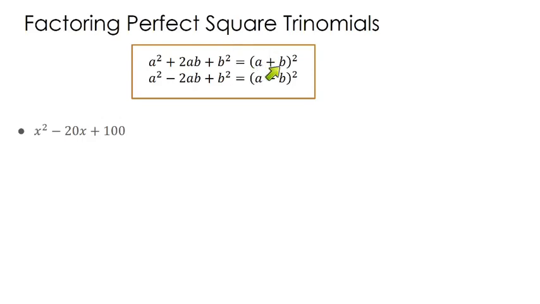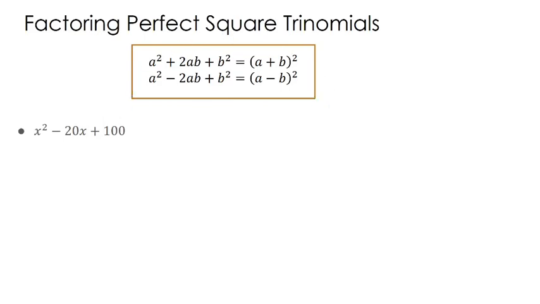If I multiply a plus b times itself, a plus b times a plus b, we would get this product. If I did a minus b times a minus b and multiplied it out, we would get this product. So I'm going to refer to these as our recipes. That's what I'm going to call it for this video. These are our recipes. Okay?